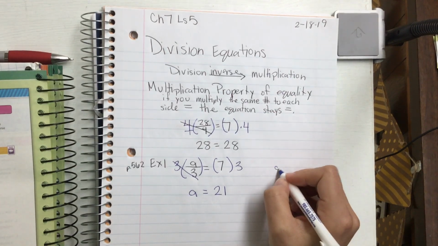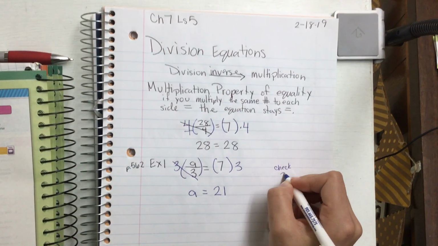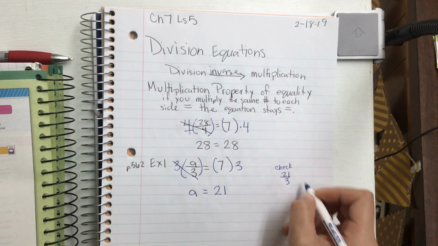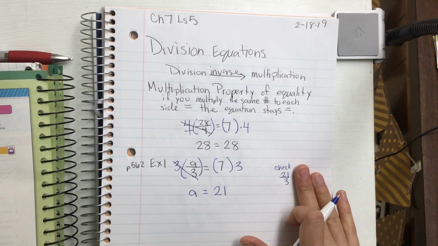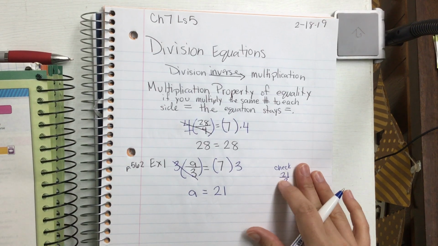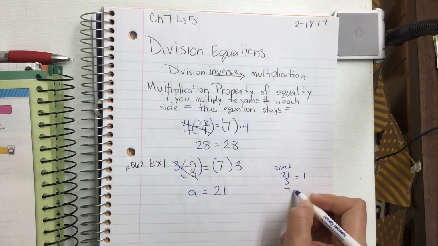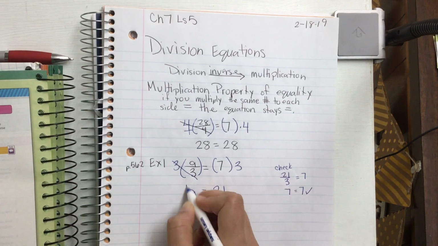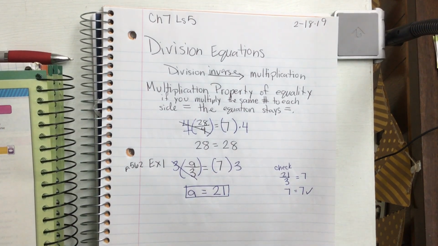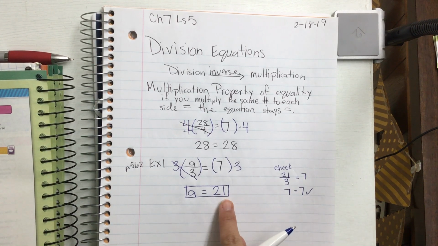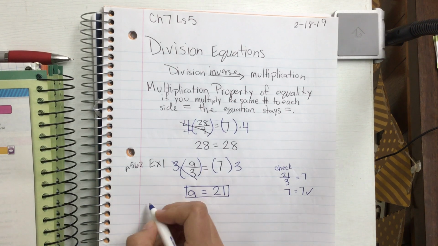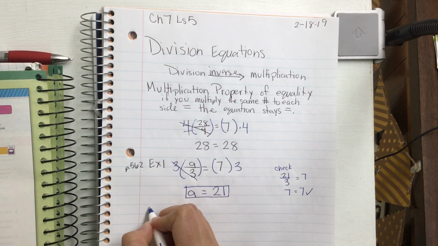If I go back and I check, 21 divided by 3 should equal 7. So I'm going to cover up this side so that my brain doesn't fool me. 21 divided by 3 is 7. It should be equal to 7, so I am correct with A equal to 21. This is my answer. This is not my answer. My answer is A equals 21. Okay? Got it?